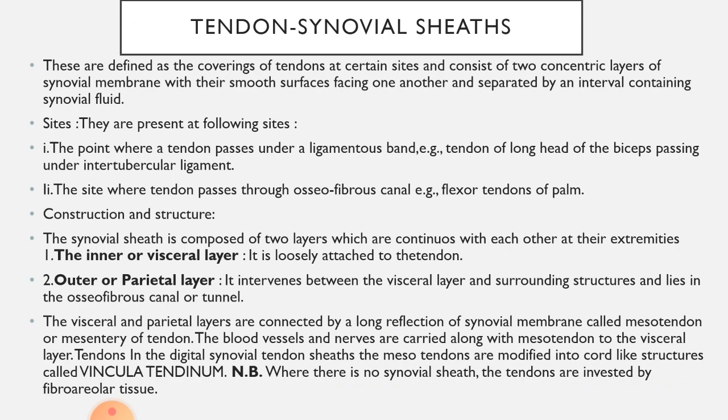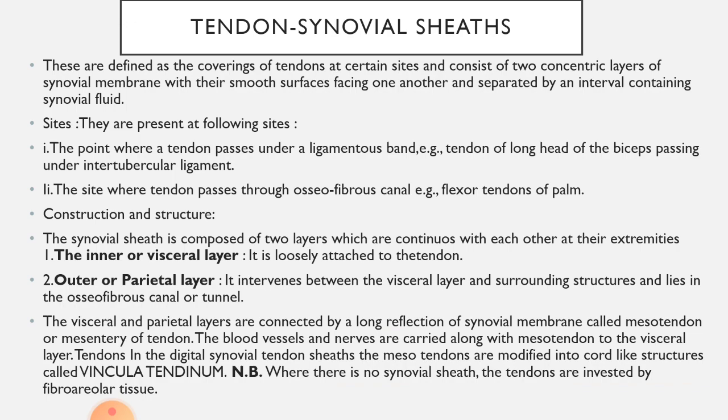Sites can be the point where a tendon passes under a ligamentous bend, for example the tendon of the long head of the biceps passing under the intertubercular ligament. Another site is where the tendon passes through an osteofibrous canal, such as the flexor tendons of the palm. We will see this example in our next slide.